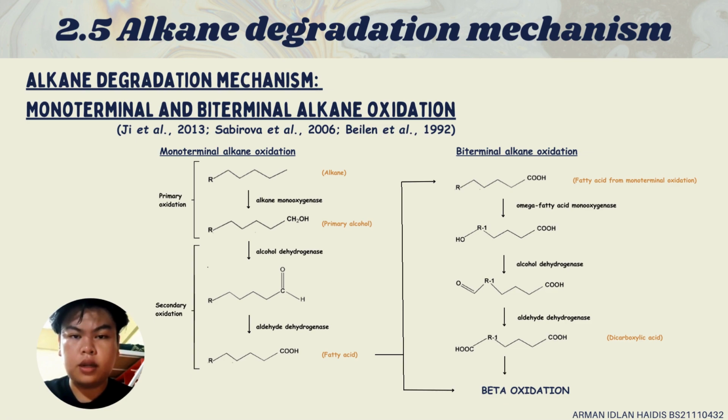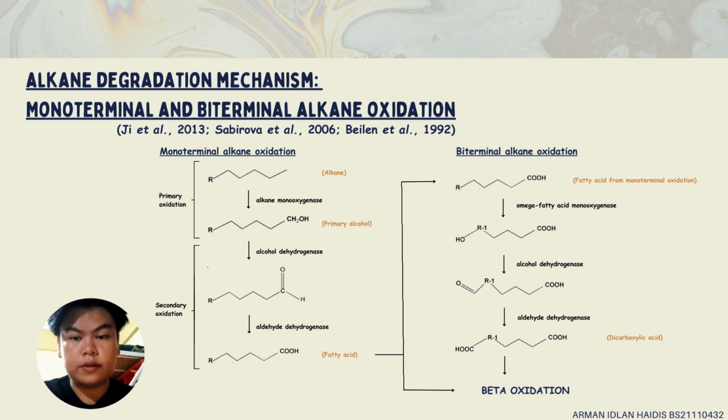In the biterminal alkane oxidation pathway, the fatty acid from the monoterminal oxidation will be converted into dicarboxylic acid through the sequential action of omega fatty acid monooxygenase, alcohol dehydrogenase, and aldehyde dehydrogenase. The dicarboxylic acid will then enter beta oxidation for production of energy.